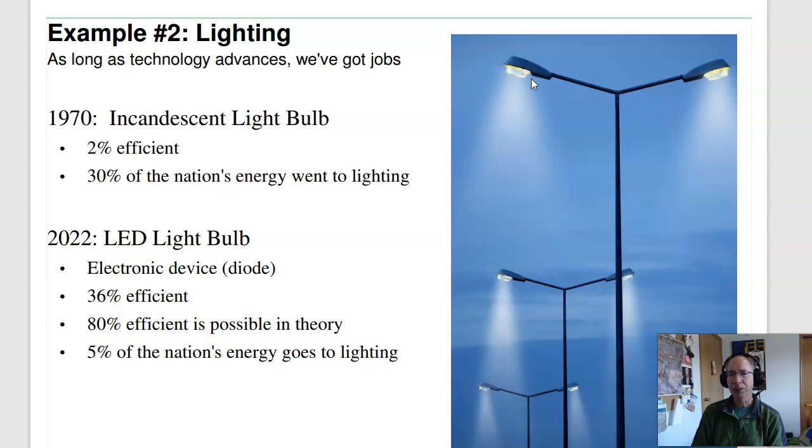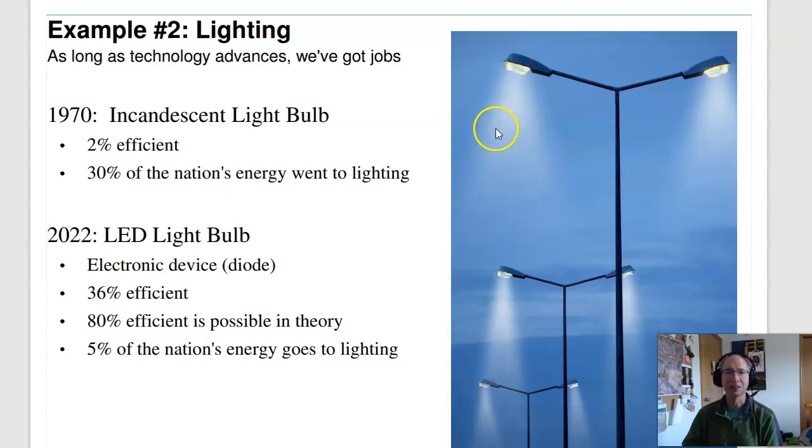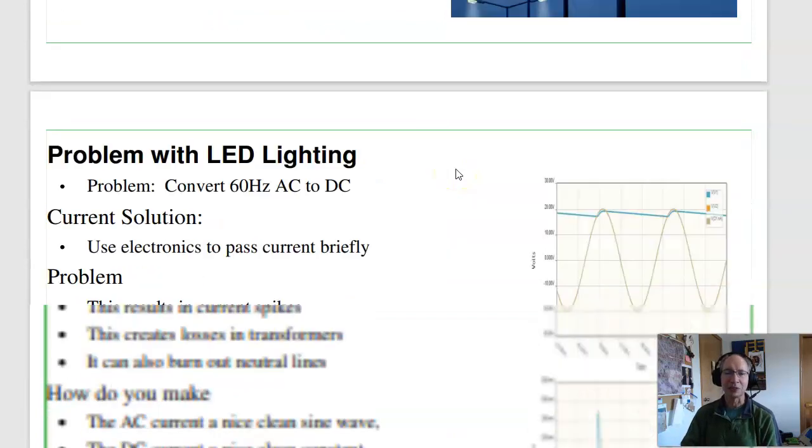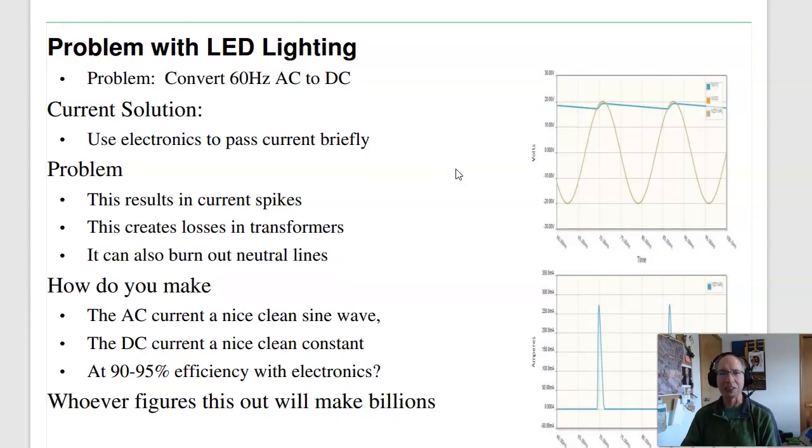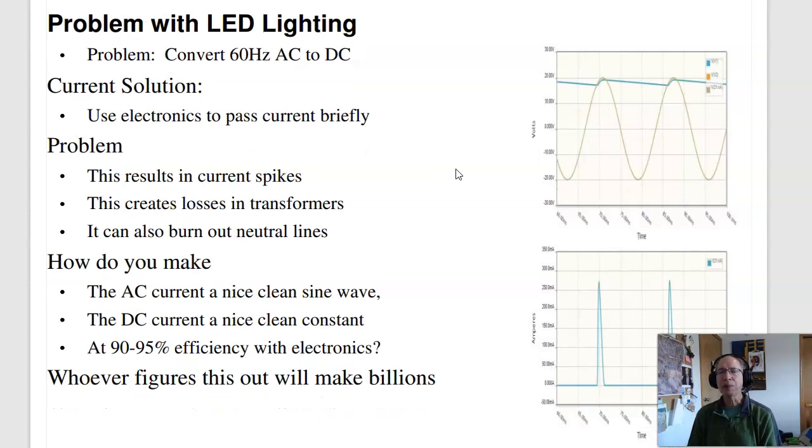That's a huge impact. That's coal plants you don't have to build. That's coal you don't have to burn. All sorts of advantages to switching to LED lighting. And LEDs are diodes. Those are electronic devices. That's jobs for us. Another reason to use LED lights. Provides jobs for electrical engineers. Now there is a problem with LED lighting.